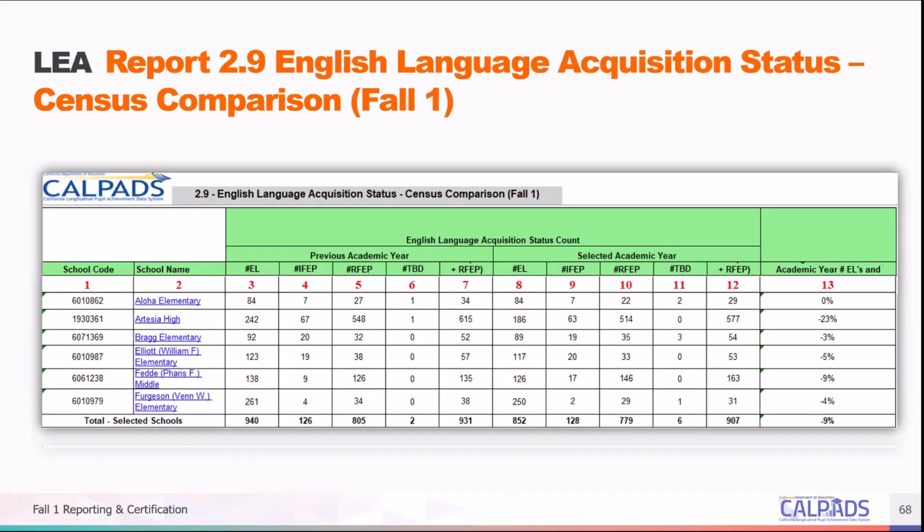This is report 2.9, English language acquisition status census day comparison. We're just comparing the English language acquisition statuses from last year to this year. So you can identify if there's a significant change in your student population that's not reflective of the enrollment. So if the enrollment is pretty consistent year to year, you would probably expect the statuses to be similar from year to year. Certainly, if there's big growth, you might see a big change in status, or if there's a big decline, you might see a significant change.